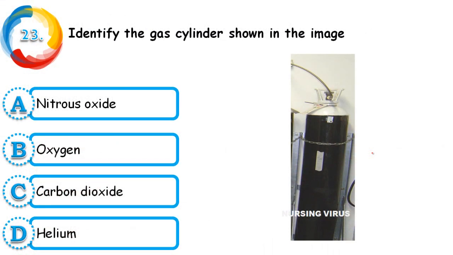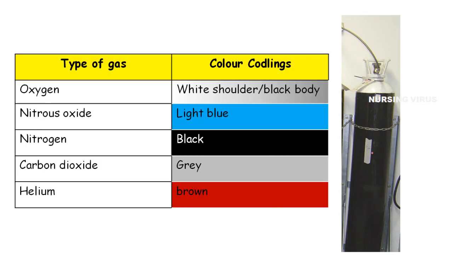23. Identify the gas cylinder shown in the image. Nitrous oxide, oxygen cylinder, carbon dioxide and helium cylinder. The correct option is oxygen cylinder. Here is the rationale. Here I have given the different color codings for the various gases. The first one, for oxygen, has a white shoulder and black body.